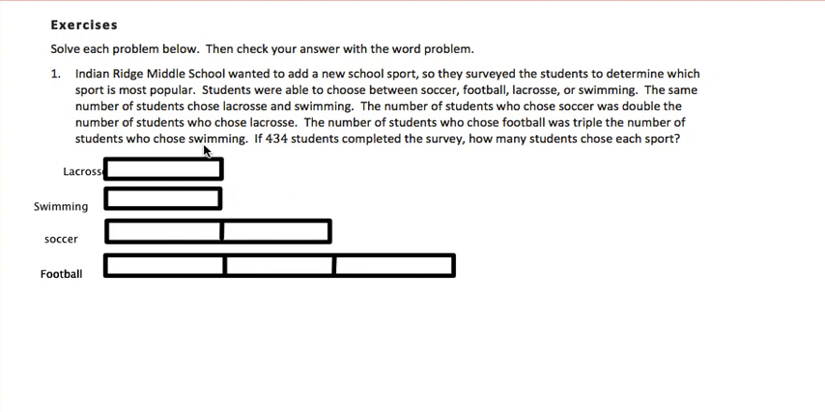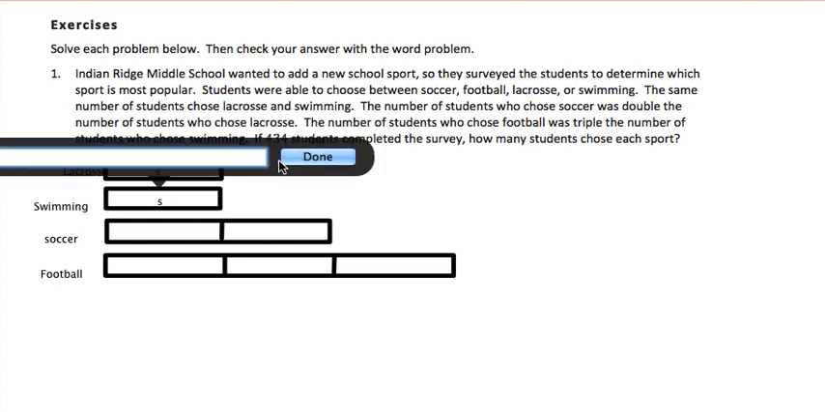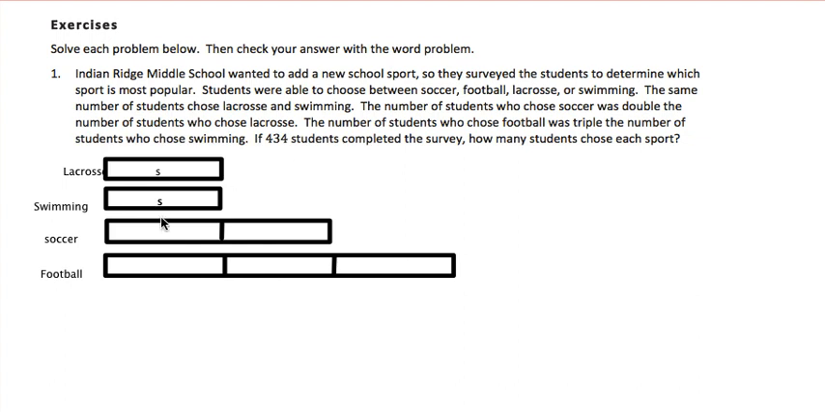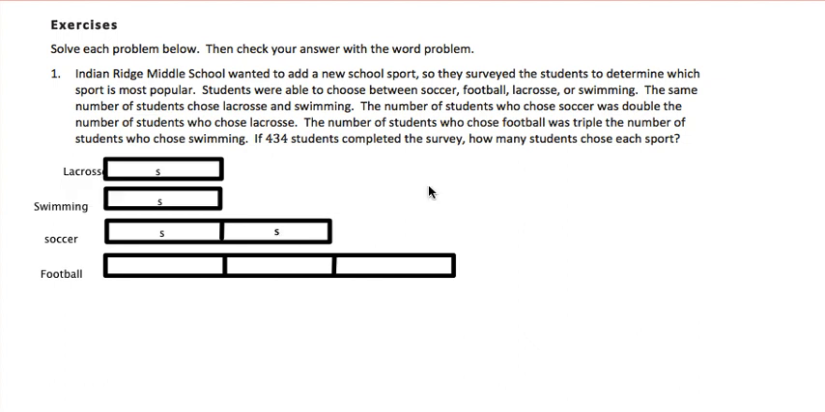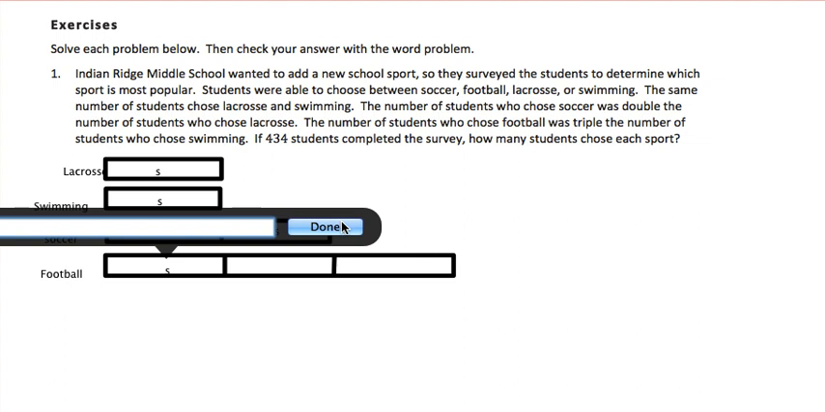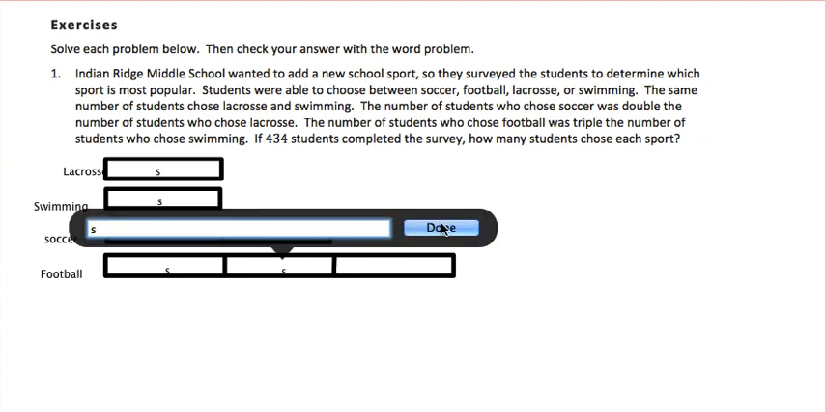So when I look at it, I believe that what we can do is label lacrosse and swimming with the same variable. And I guess for this example, I will use an S. So lacrosse, we'll label S. Swimming, we'll label S. I chose not to use the L because it looks like a 1. Soccer has 2 pieces that are the same size, which is S. And football has 3 pieces, which is the same size as well, also S.